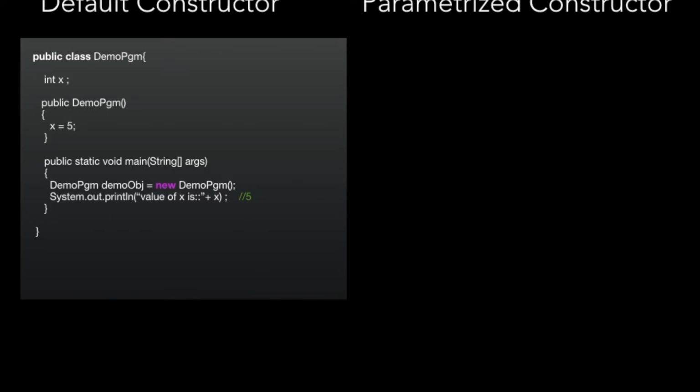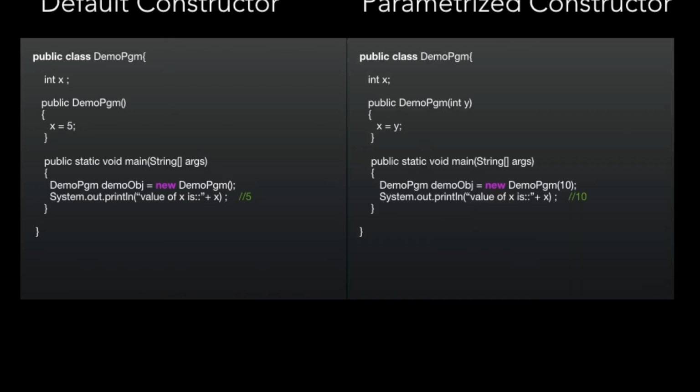In Java, you have two kinds of constructors. One is the default constructor, which is automatically created by Java, and the user does not need to write it if the user does not want to initialize any value. And the second one is the parameterized constructor. In the parameterized constructor, the user can assign some value to the constructor while creating the object.